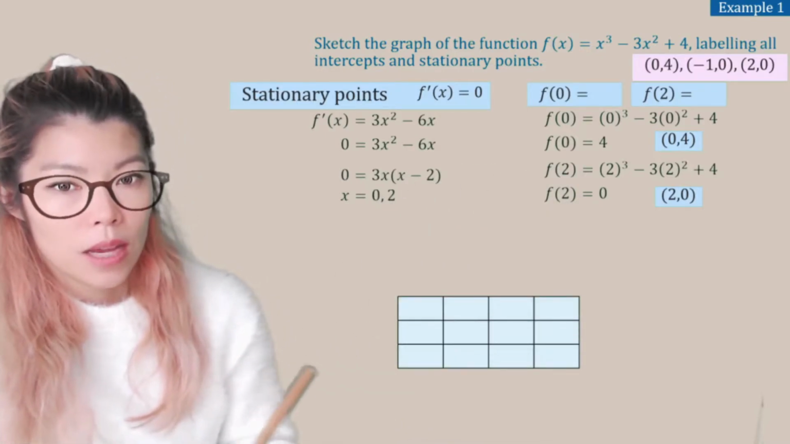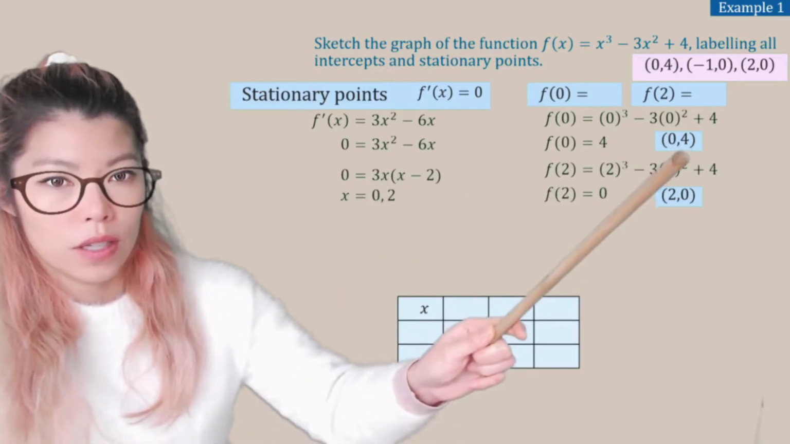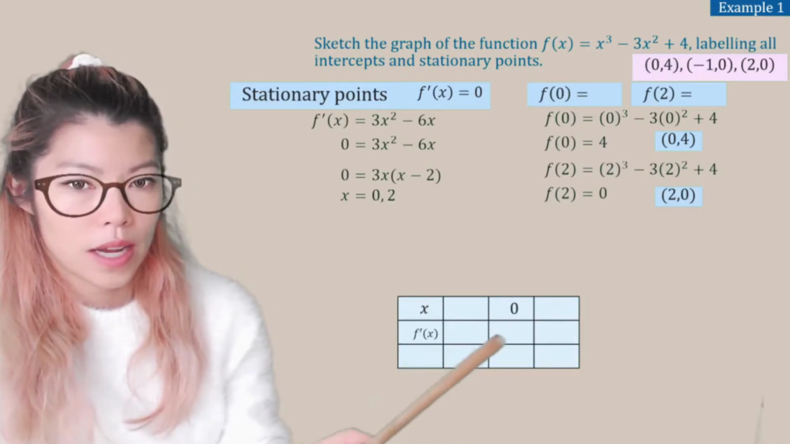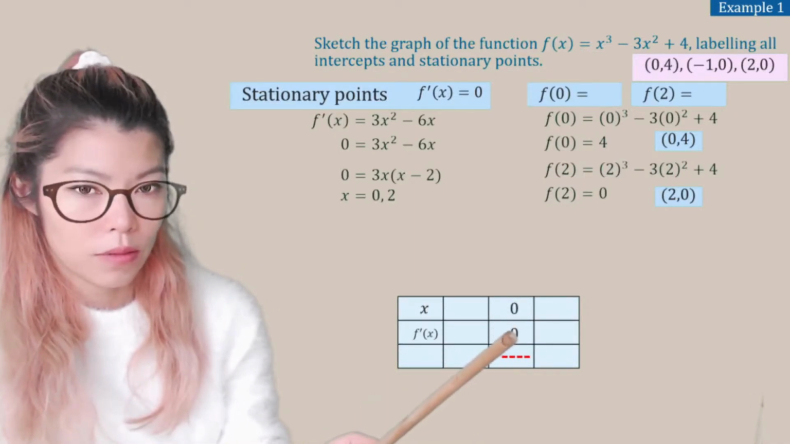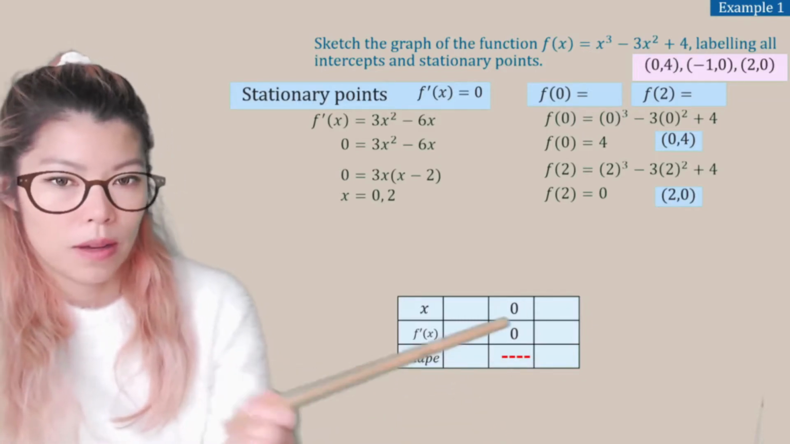So you're going to do a table and you're going to put your x values for, we're going to look at 0 first, the 0, 4. So you're going to put the 0 over there and you're going to write down what the gradient is at that point, which is 0. And that is the shape at that point.